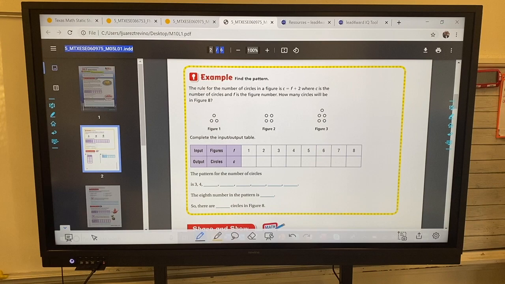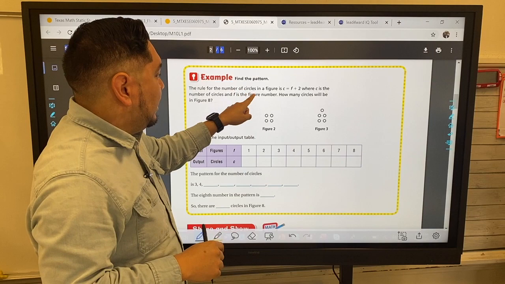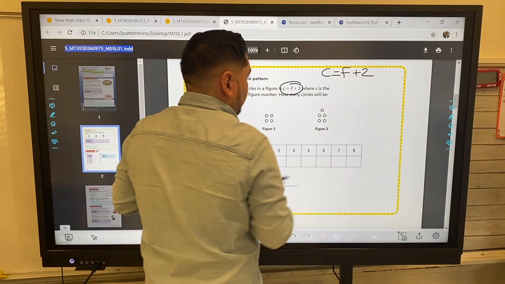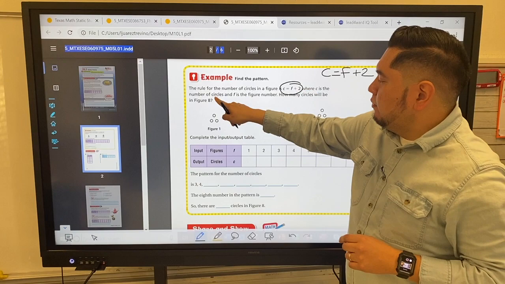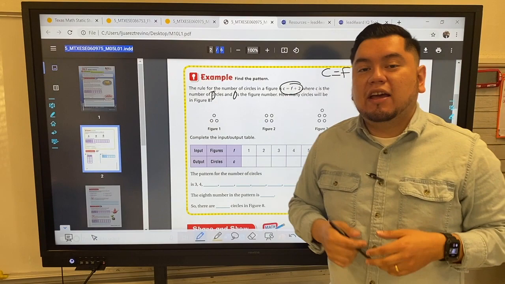Let's begin. Now, always read the little story they're giving you, okay? It says, the rule in the number of circles in a figure is C equals F plus 2. Okay, I'm going to circle that and write it here. C equals F plus 2. Where C is the number of circles, that's why they use the C because it starts with C, and F is the figure number. How many circles will be in figure 8?